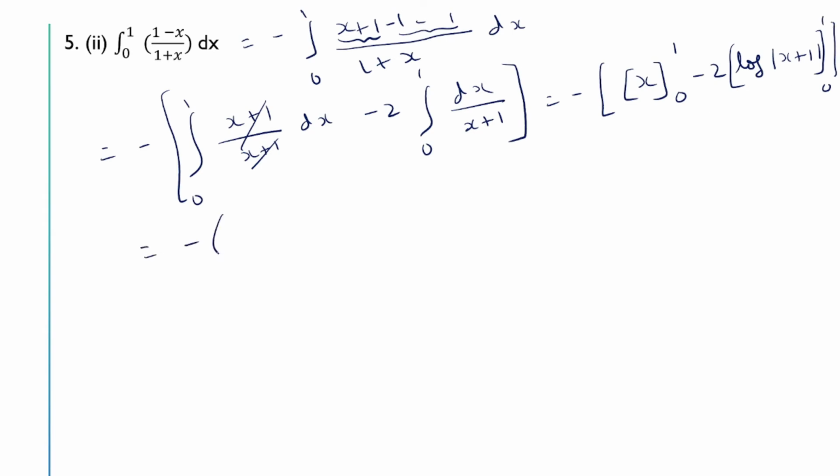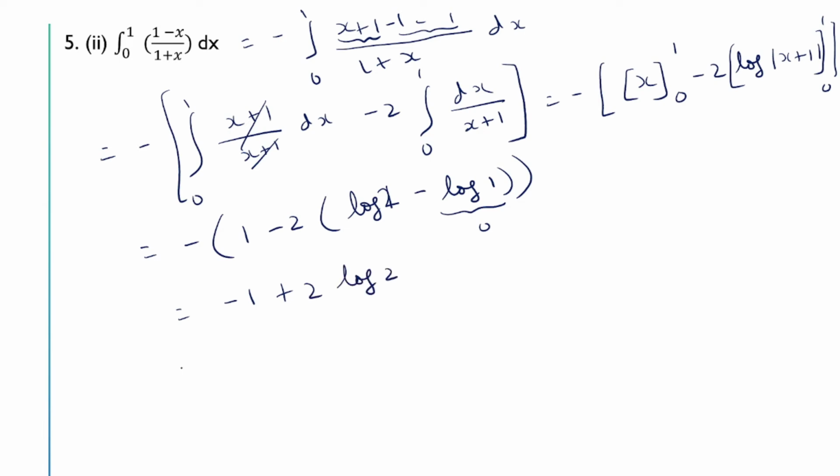So this is equal to minus of, when we substitute the upper limit we get 1 and lower limit is 0. So 1 minus 0 is 1. Then minus 2 into log mod. When we substitute upper limit we get 1 plus 1 which is 2, and lower limit we get 0 plus 1 which is 1. So it is log 2 minus log 1. So log 1 is 0. So this is equal to minus 1 plus 2 log 2, or this is equal to 2 log 2 minus 1.